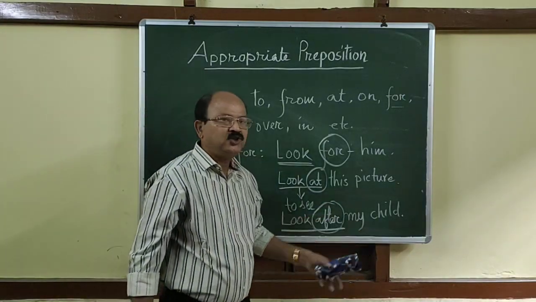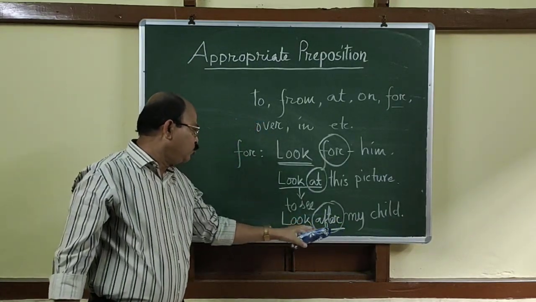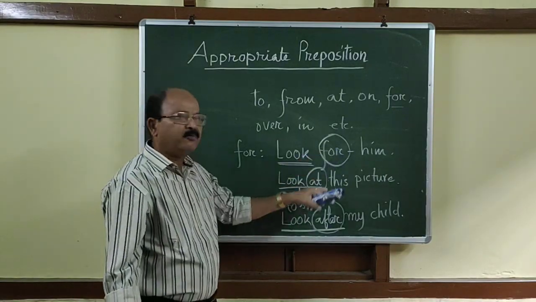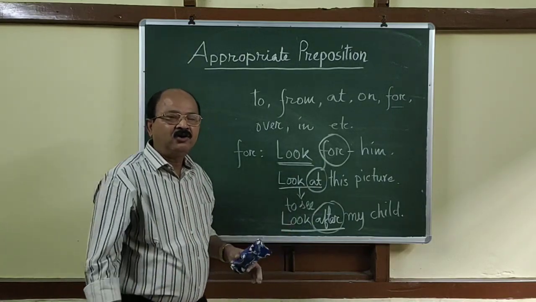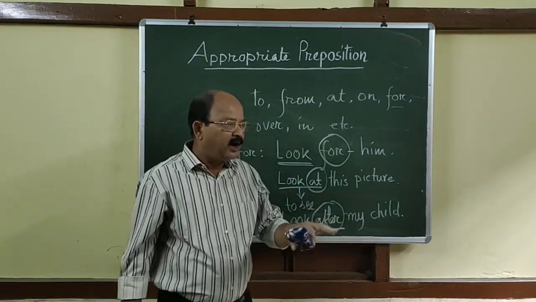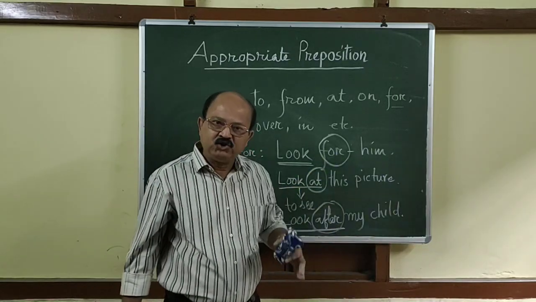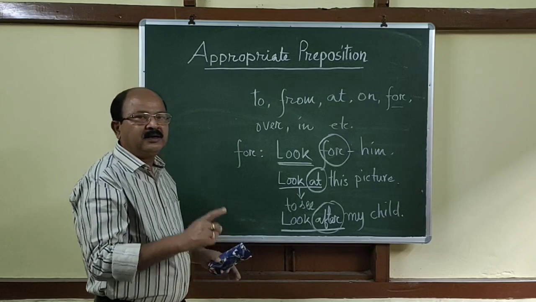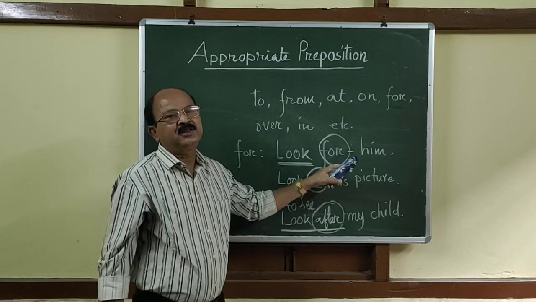Now look after my child. Here after is the preposition being used after the verb form look, and it gives a completely different meaning from the previous sentences. Here we have the meaning take care of something or someone. So look after my child means I asked someone to take care of my child. So see, we can have completely different meanings using different prepositions after the same verb form.